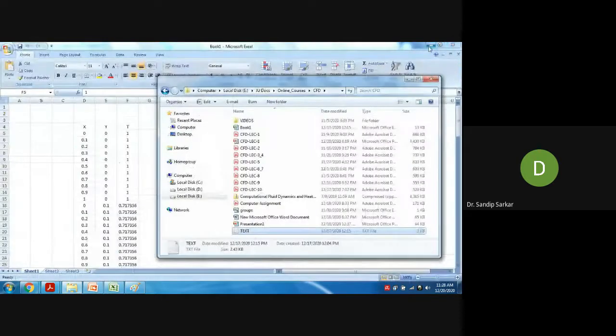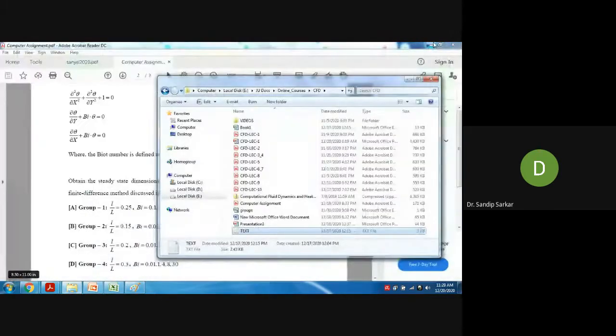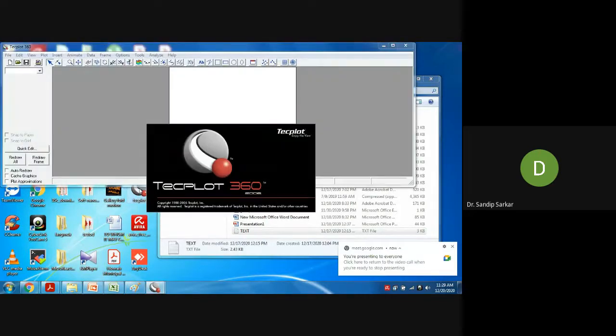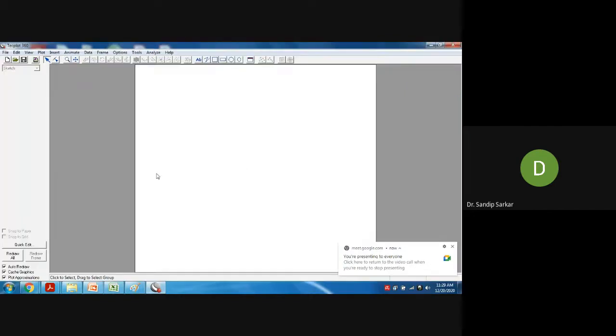So how to read? I also explained it. Again, I am explaining it. Suppose you have written the data file in .txt. So you open Tecplot. This is the Tecplot software, which I have already opened. You have to open the Tecplot software.